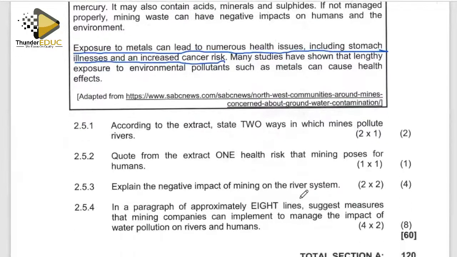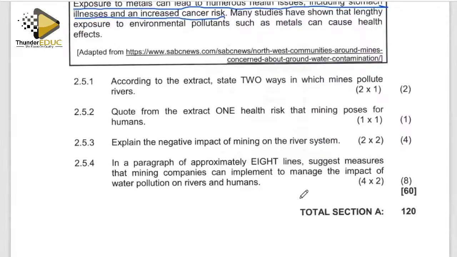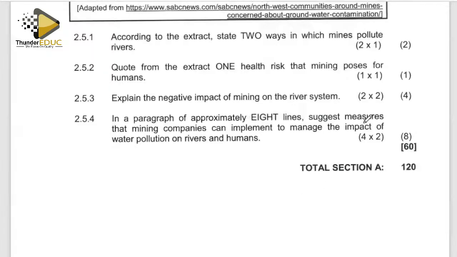Explain the negative impacts of mining on the river system. When explaining the negative impacts of mining here, we need to analyze how mining activities can impact the natural operation of the river system. We talk of chemicals. If there are chemicals added to the river because of mining activity, how are they going to affect it? They affect water quality.